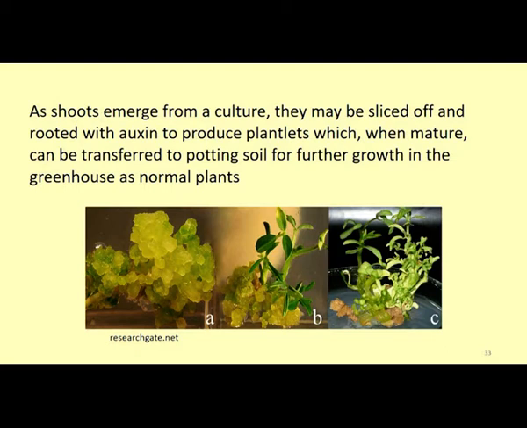As shoots emerge from the culture, they may be sliced off and rooted with auxin to produce plantlets, which when mature can be transferred to the potting soil for further growth in the greenhouse under control. So you see this is a meristematic callus and you see the shoots which are coming up. You can see the multiple shoots here. Each of these multiple shoots can be cut, placed in a medium containing auxin, and then individually each of them would develop into a plantlet.